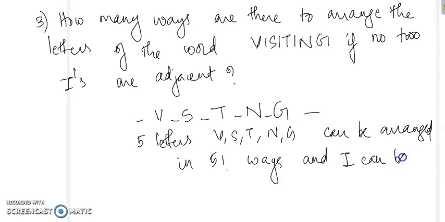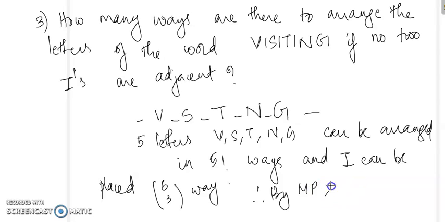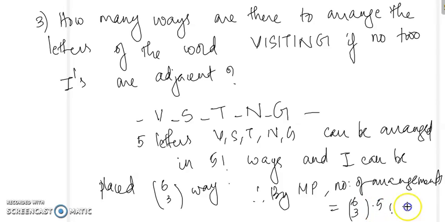And i can be placed in, so for placing i we must choose 3 places out of 6, so i can be placed in 6C3 ways. So therefore by multiplication principle, the number of arrangements will be the product of this, so that will be 6C3 into 5 factorial. So that is the required number of arrangements.